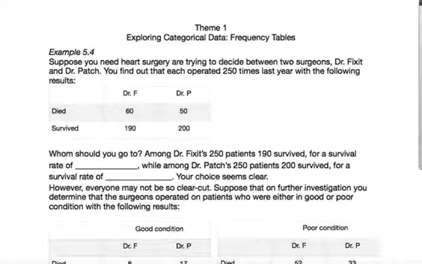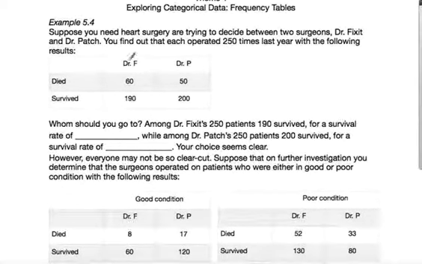All right, 5.4. Suppose that you need a heart surgeon and are trying to decide between two surgeons, Dr. Fixit and Dr. Patch. You find out that each operated 250 times last year with the following results. So you've got Dr. Fixit, Dr. Patch, you've got your number that died and your number that survived. So Dr. Fixit had 60 patients that died, 190 who survived. Dr. Patch had 50 patients that died, 200 that survived. So the question is, whom should you go to?